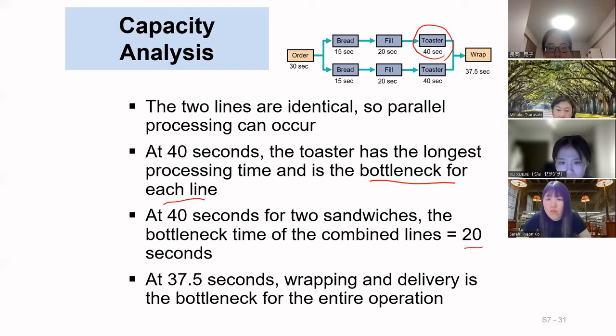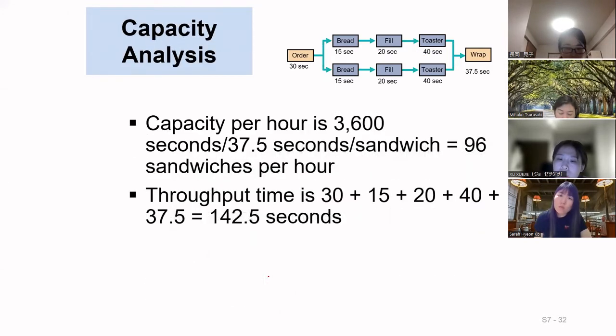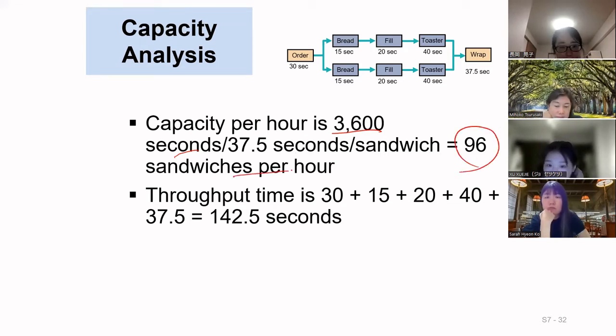For throughput time, each assembly line is identical, so the total is just the sum of the process time for all the five operations. It's given that the capacity per hour is 3,600 seconds. Divided by 37.5 seconds, you will get 96 sandwiches per hour.